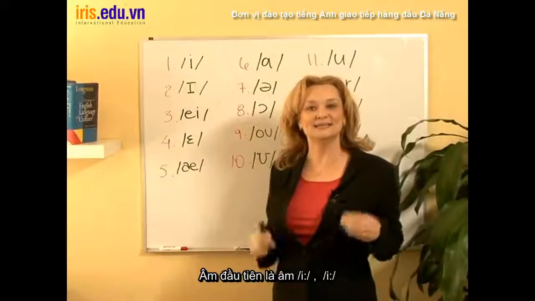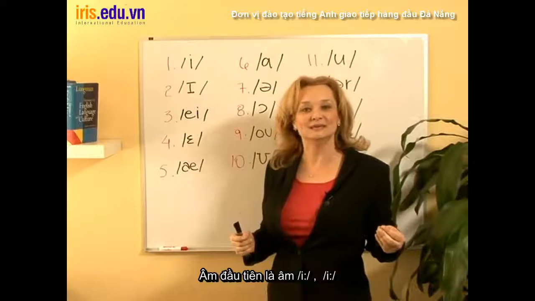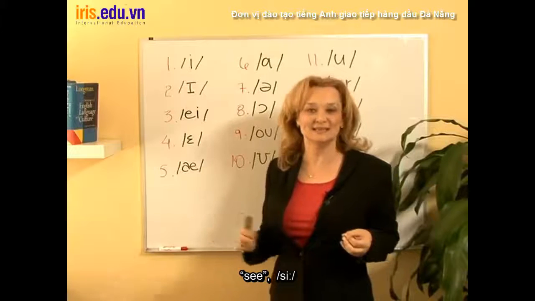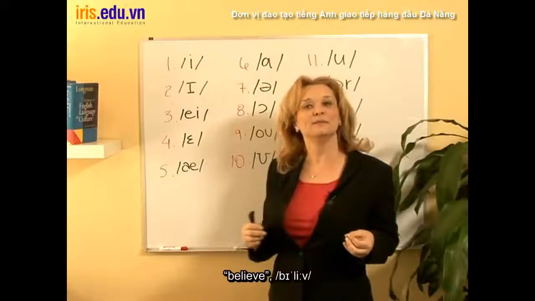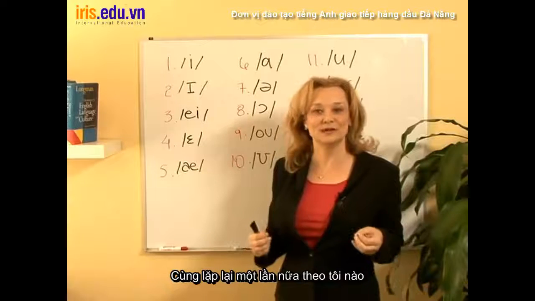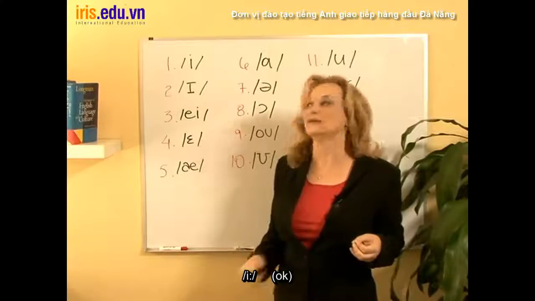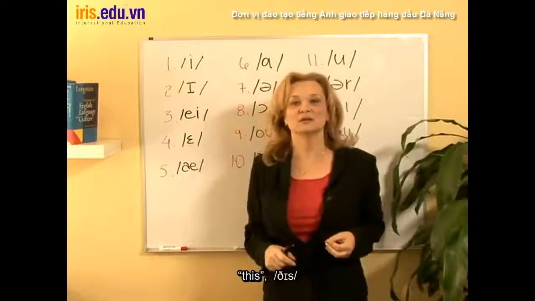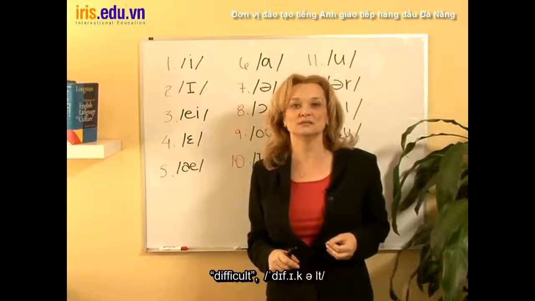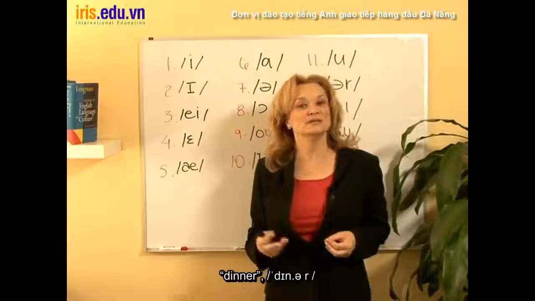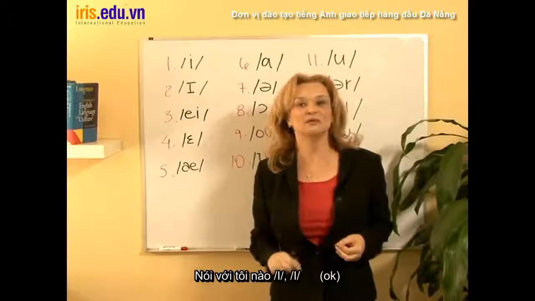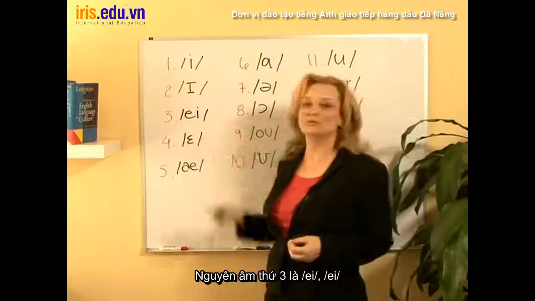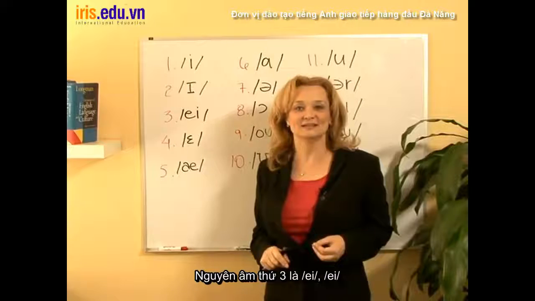All right, let's take a look at the first one. The first one is E. Some common words include please, see, meet, believe. Say it one more time with me. E. Okay, vowel number 2 is It. This. Difficult. If. Dinner. Say it with me. It. Okay? Vowel number 3 is A.